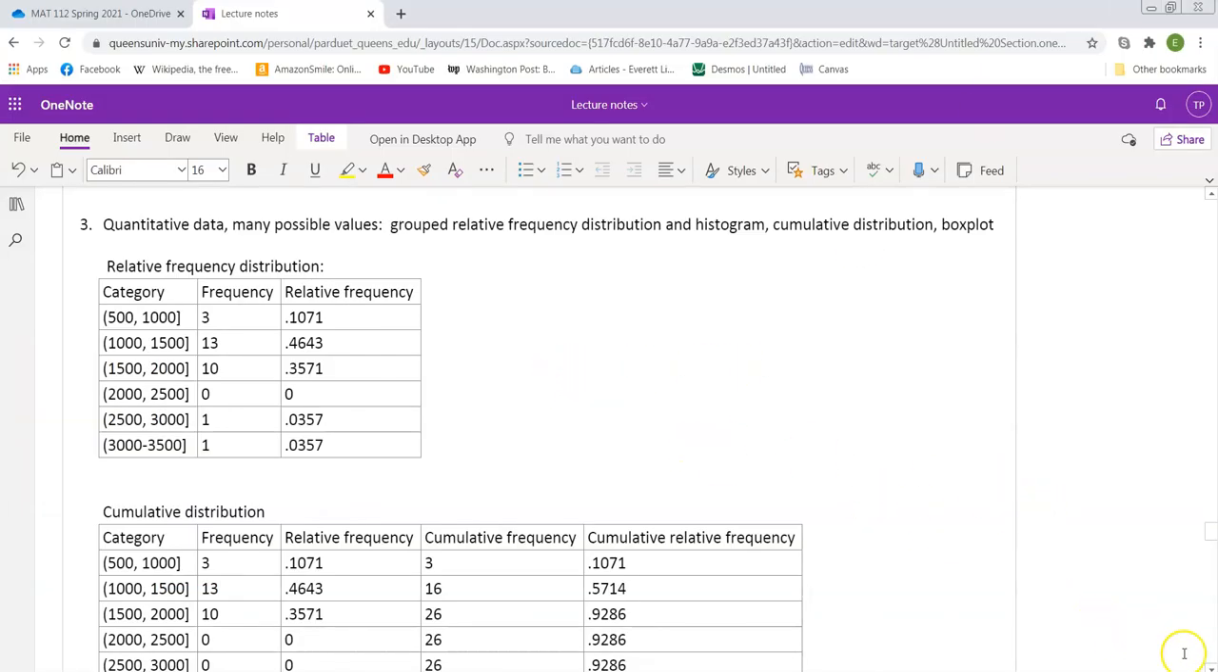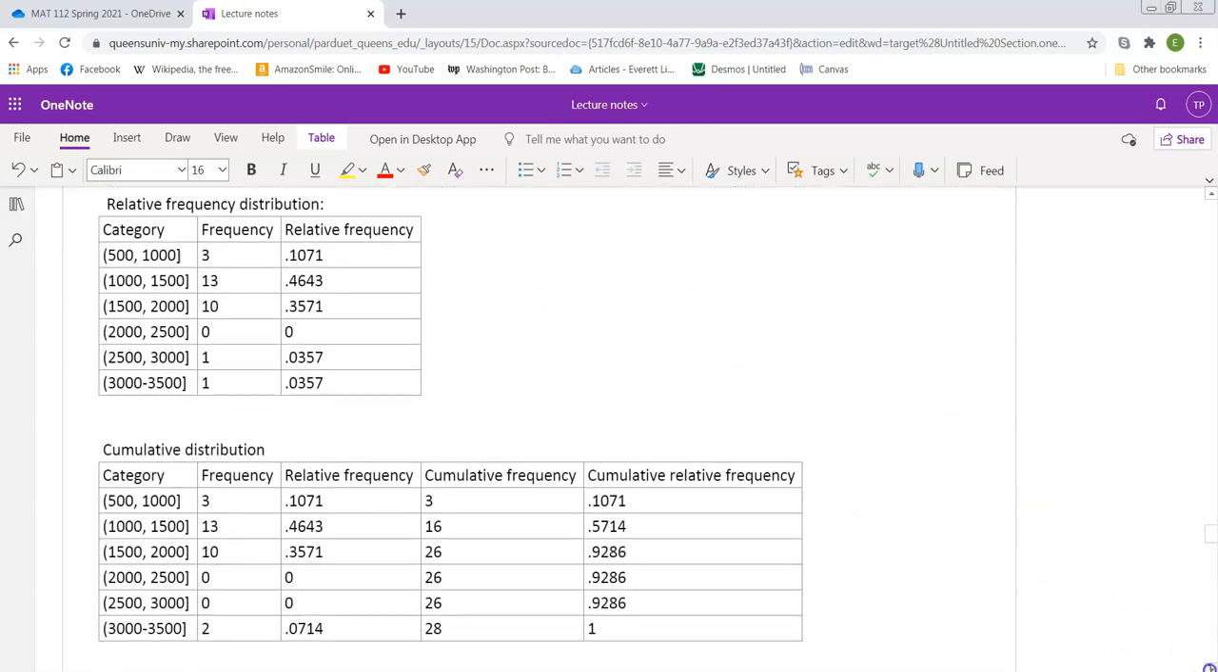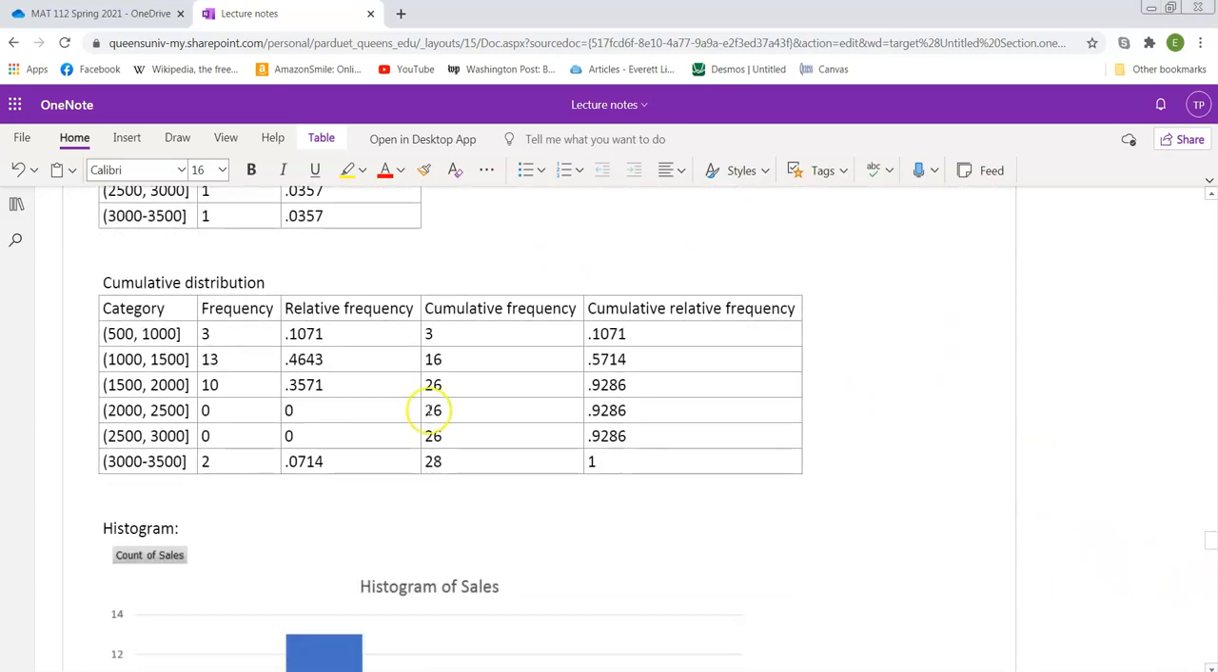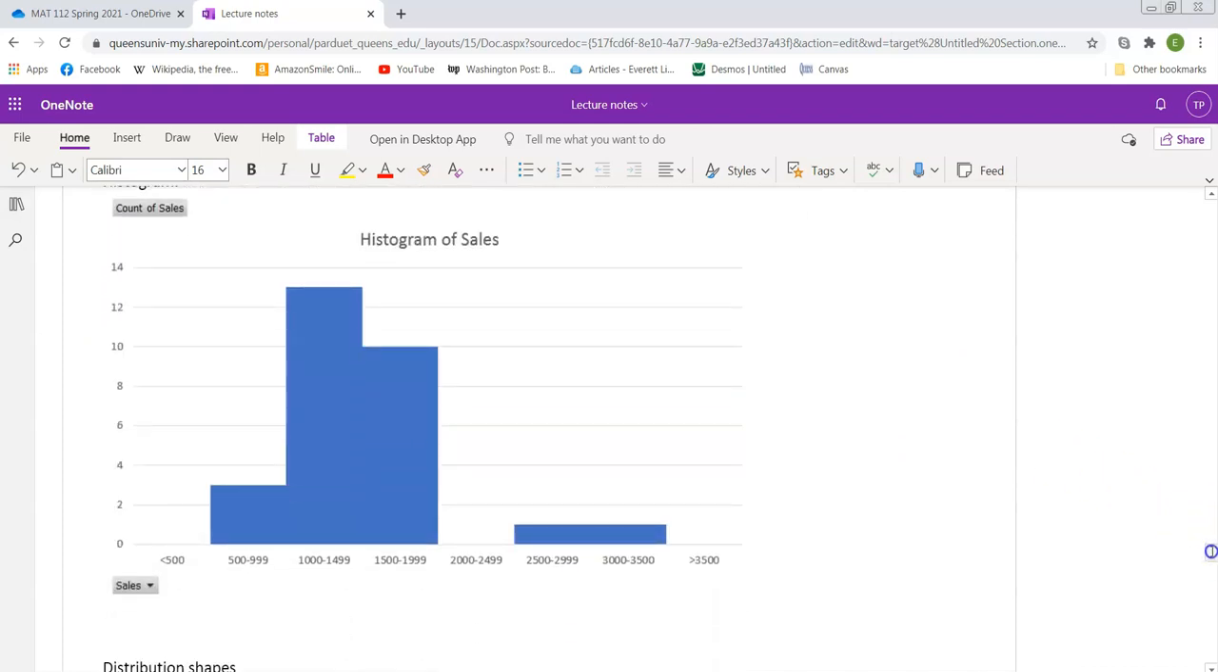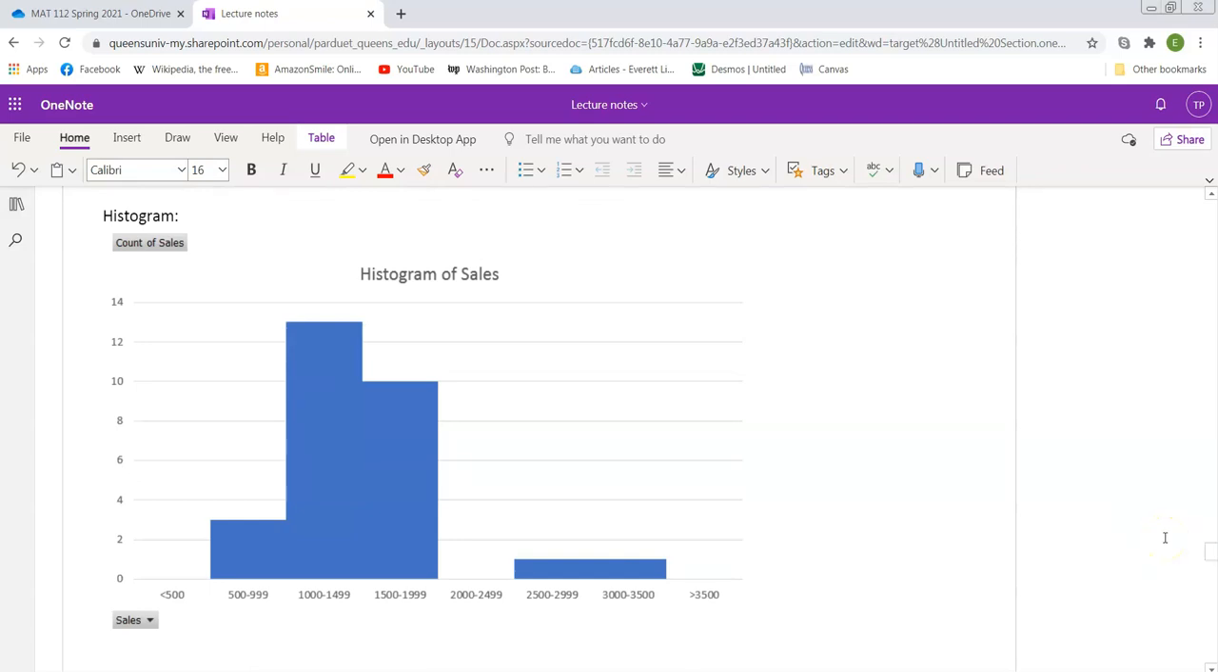We could look at a cumulative distribution just like we did before, where we see that we've got 16 observations that are up to 1,500. We've got 26 observations that are up to 2,000, etc. But what's really important here is the histogram.